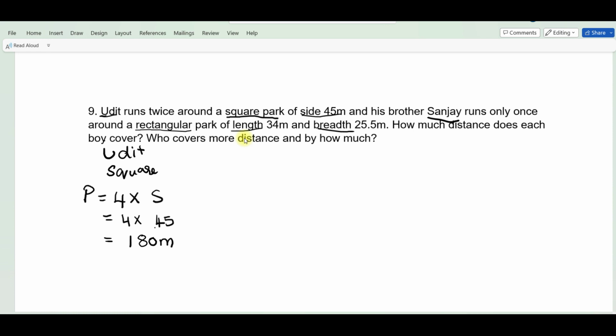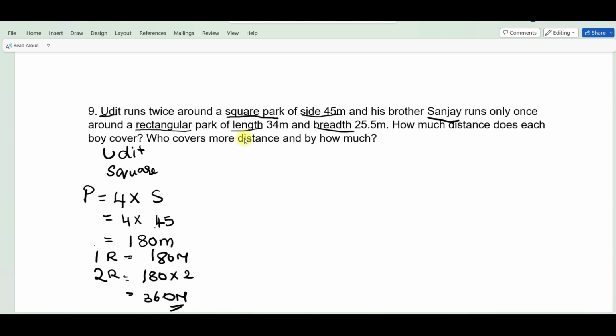Now they're saying that Udit runs twice around. So for one time, that is for one round, it gives me 180 meters, but he is running twice, that is 2 rounds. So it would be 180 into 2, which gives me 360 meters. So this is the total distance that Udit is covering.